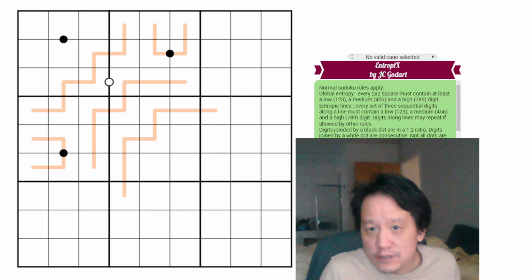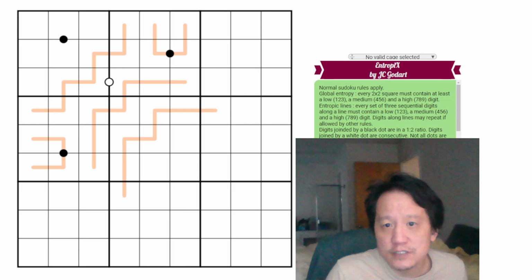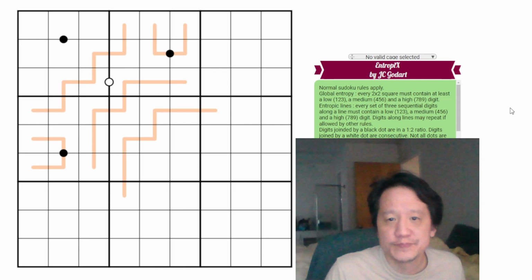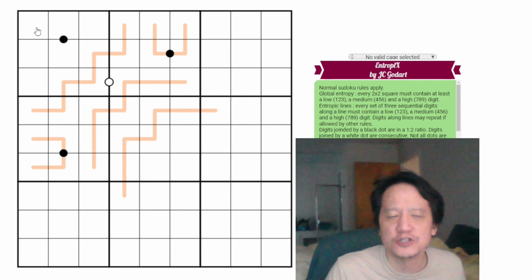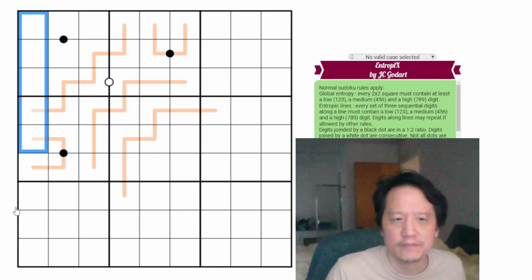Today's puzzle is called Entropics by J.C. Goddard, and here are the rules. Normal Sudoku rules apply. That means putting the digits 1 through 9 in every row, every column, and every 3x3 box.